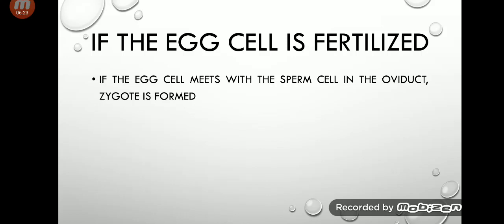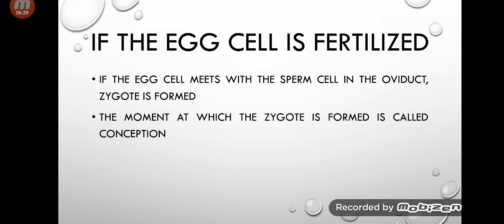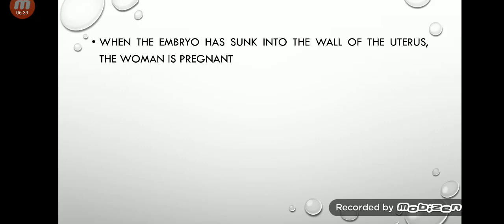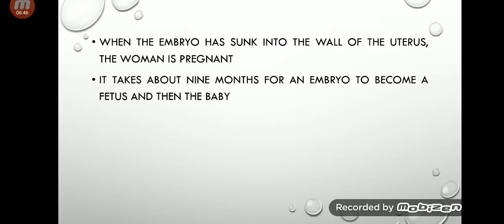If the egg cell meets with the sperm cell in the oviduct, a zygote is formed. Okay, and this is called conception. And conception is the start of new life. It takes several days for a zygote to become an embryo and to travel into the uterus. And when the embryo has sunk into the wall of the uterus, the woman is pregnant. It takes about 9 months for an embryo to become a fetus and then the baby.